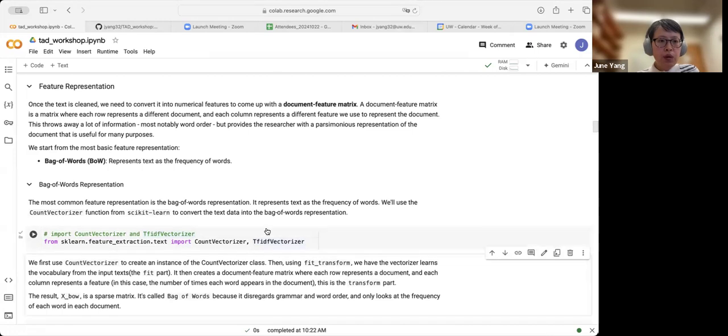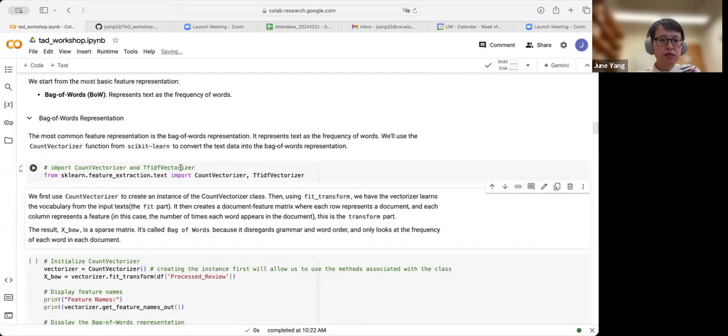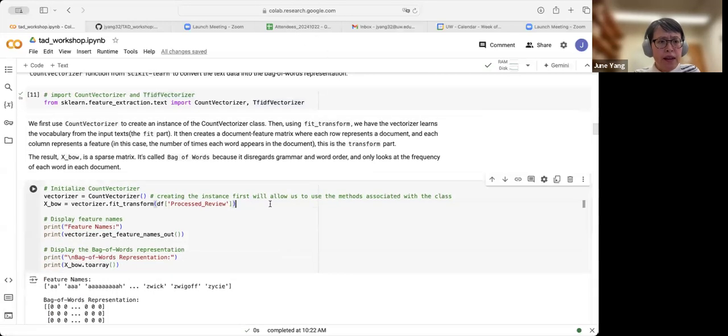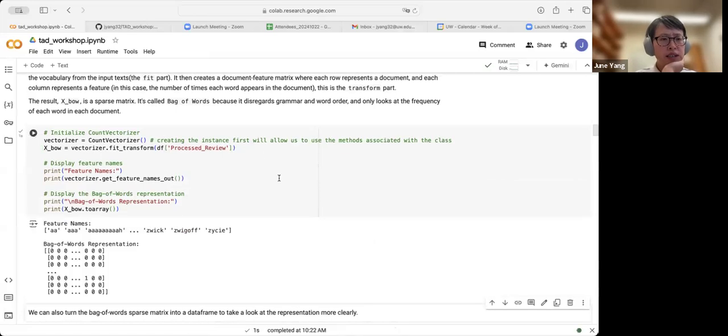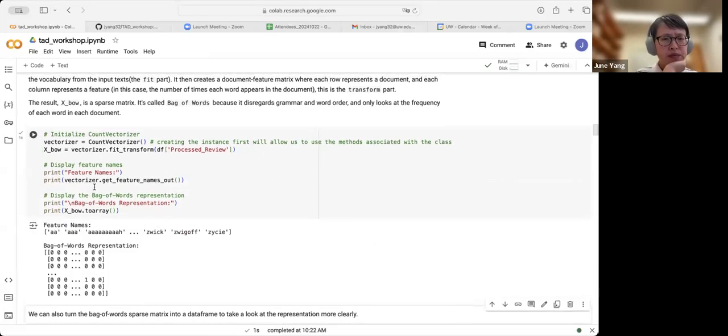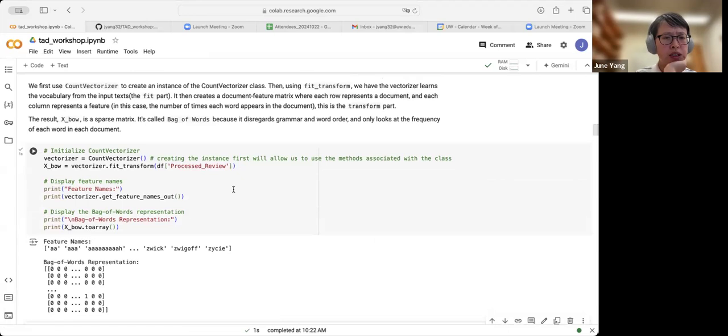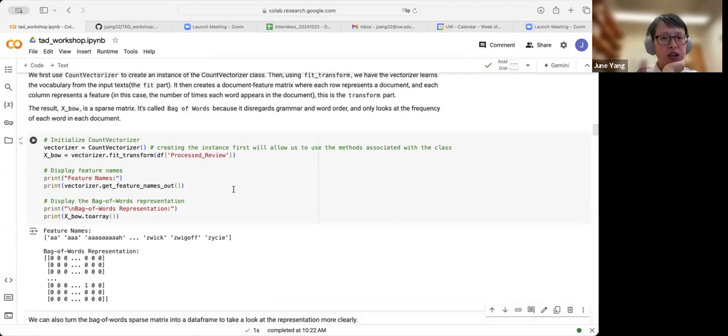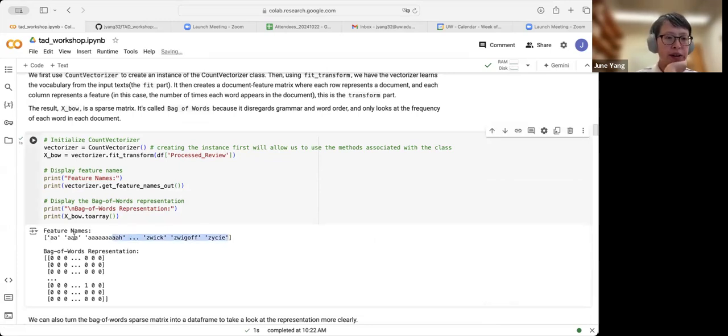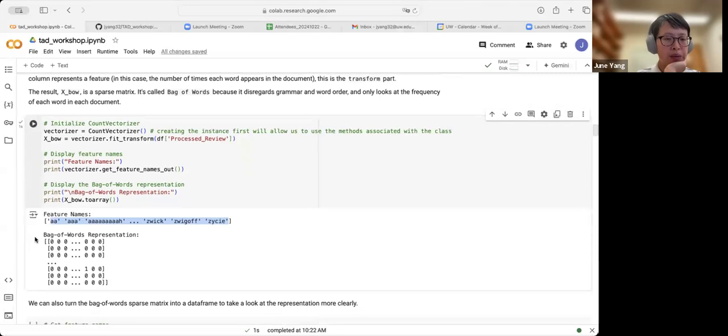We first import the count vectorizer and TF-IDF vectorizer from the scikit-learn module. And then we initialize the vectorizer and create an instance of a count vectorizer, which, just as I said, creates a bag of words matrix where each column represents a term. So these are the feature names, the names of possible features or variables we're looking at, and each row represents a document.